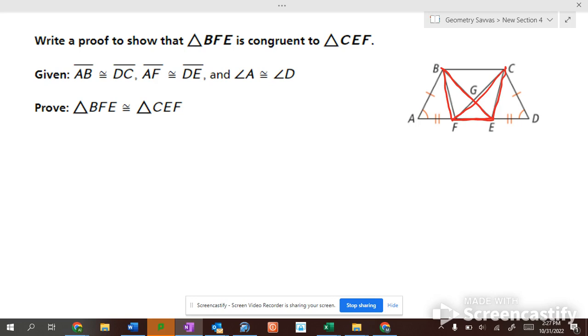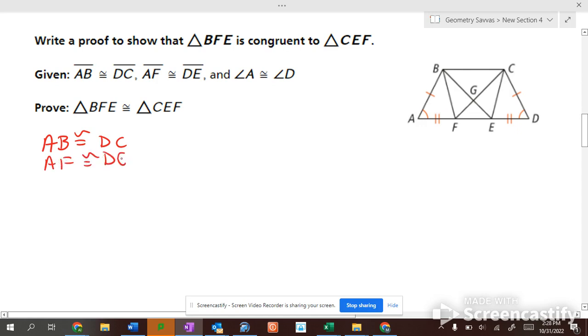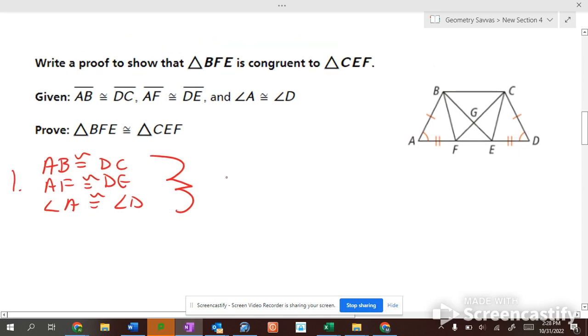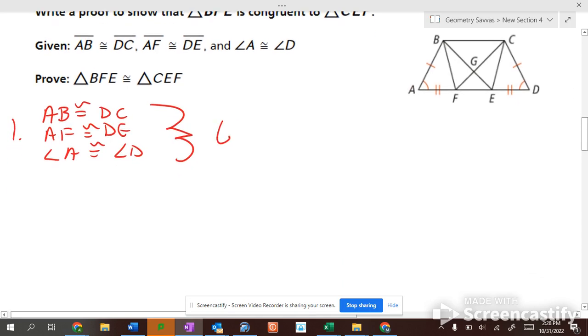So I want to get those two triangles congruent in the end. Okay? So to do it, I need parts congruent. So I know that AB is congruent to DC. AF is congruent to DE. And angle A is congruent to angle D. Why can I say all of those three things? Because they are all given to us.